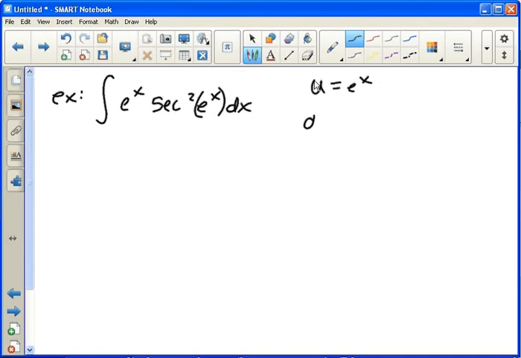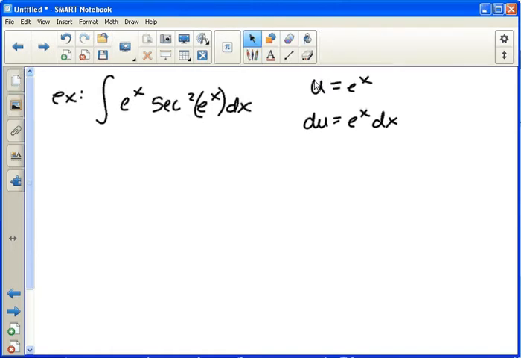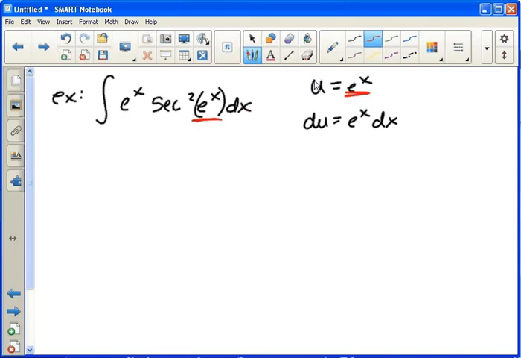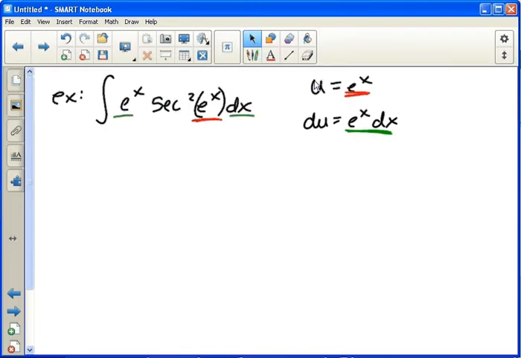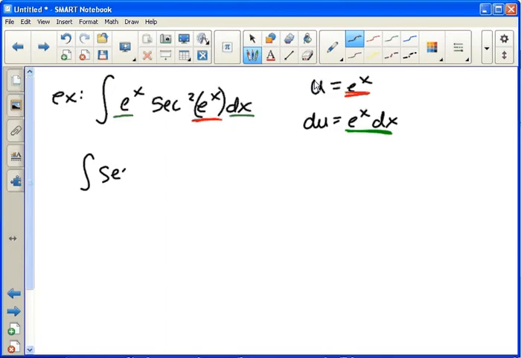Okay, well I just want to make sure this is clear. This is going in for this. That's where our u will go. This is going to replace the e to the x on the front and this dx. So we'll actually end up with secant squared of u du. The antiderivative of secant squared is tangent of u plus c. So our final answer is tangent of e to the x plus c.